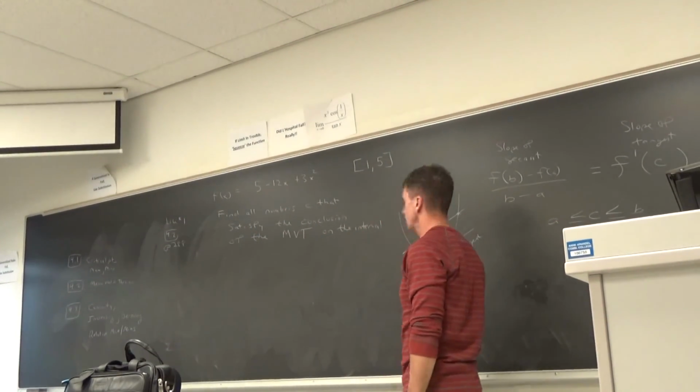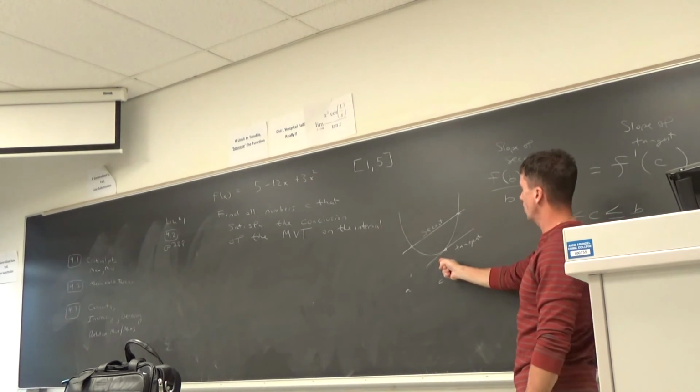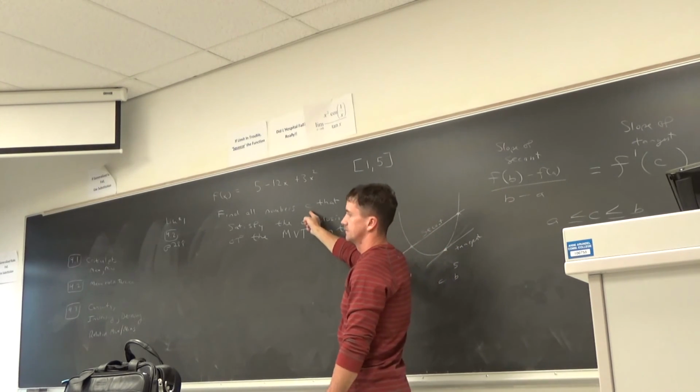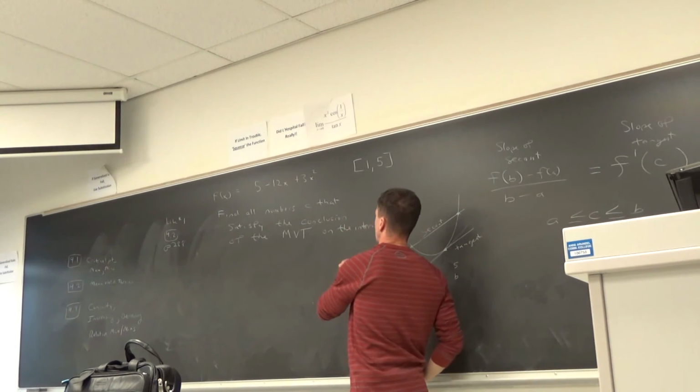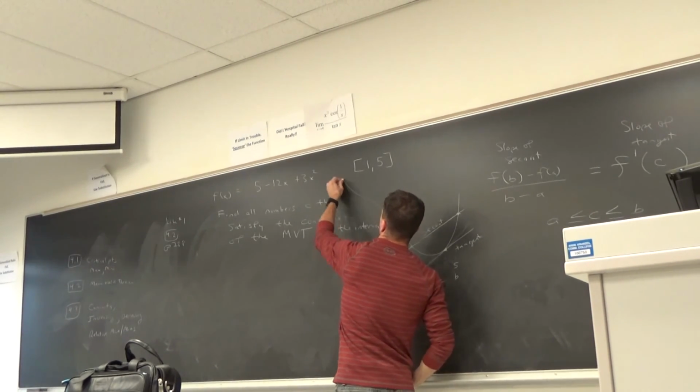This is mean value theorem, right? Between A and B, there's got to be some C value where the slope of this tangent equals the slope of the secant. Well, in this problem, we're going to find that number C. All numbers C that satisfy the conclusion of mean value theorem on the interval, what was the interval? 1 and 5. On the interval 1 to 5.